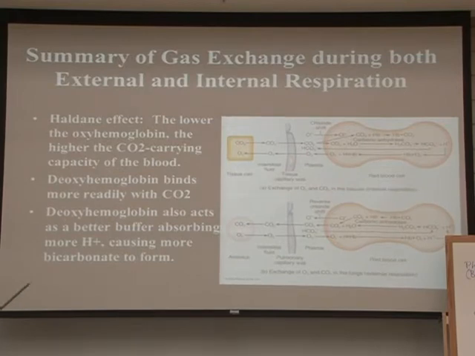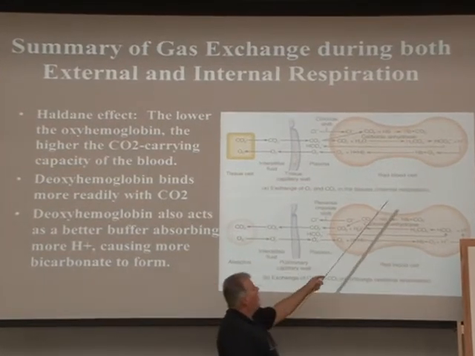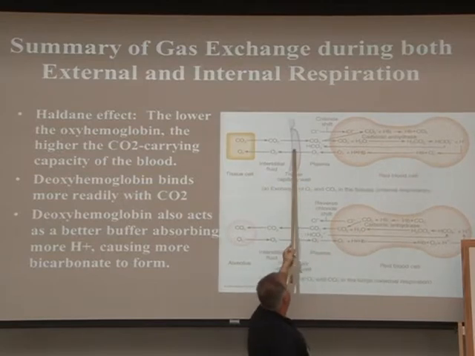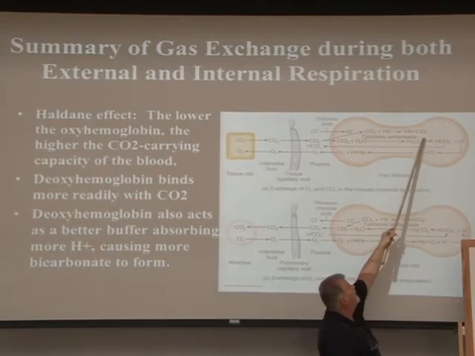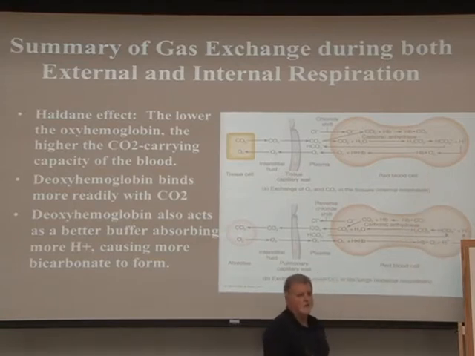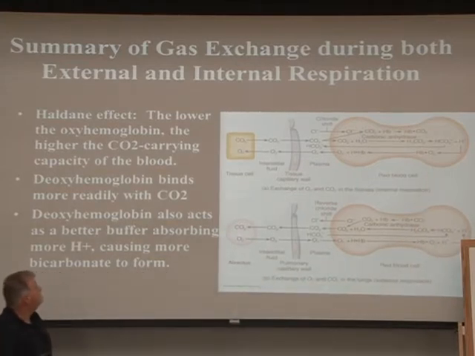So that kind of leads to what we call the Haldane effect, which is the lower the oxyhemoglobin, the higher the CO2 carrying capacity of the blood. So all we're saying is, the more oxygen I give off my hemoglobin to my tissues, the more carbon dioxide I can attach to that hemoglobin. Then also the deoxyhemoglobin acts as a buffer that we just talked about. So it's kind of two principles with that.